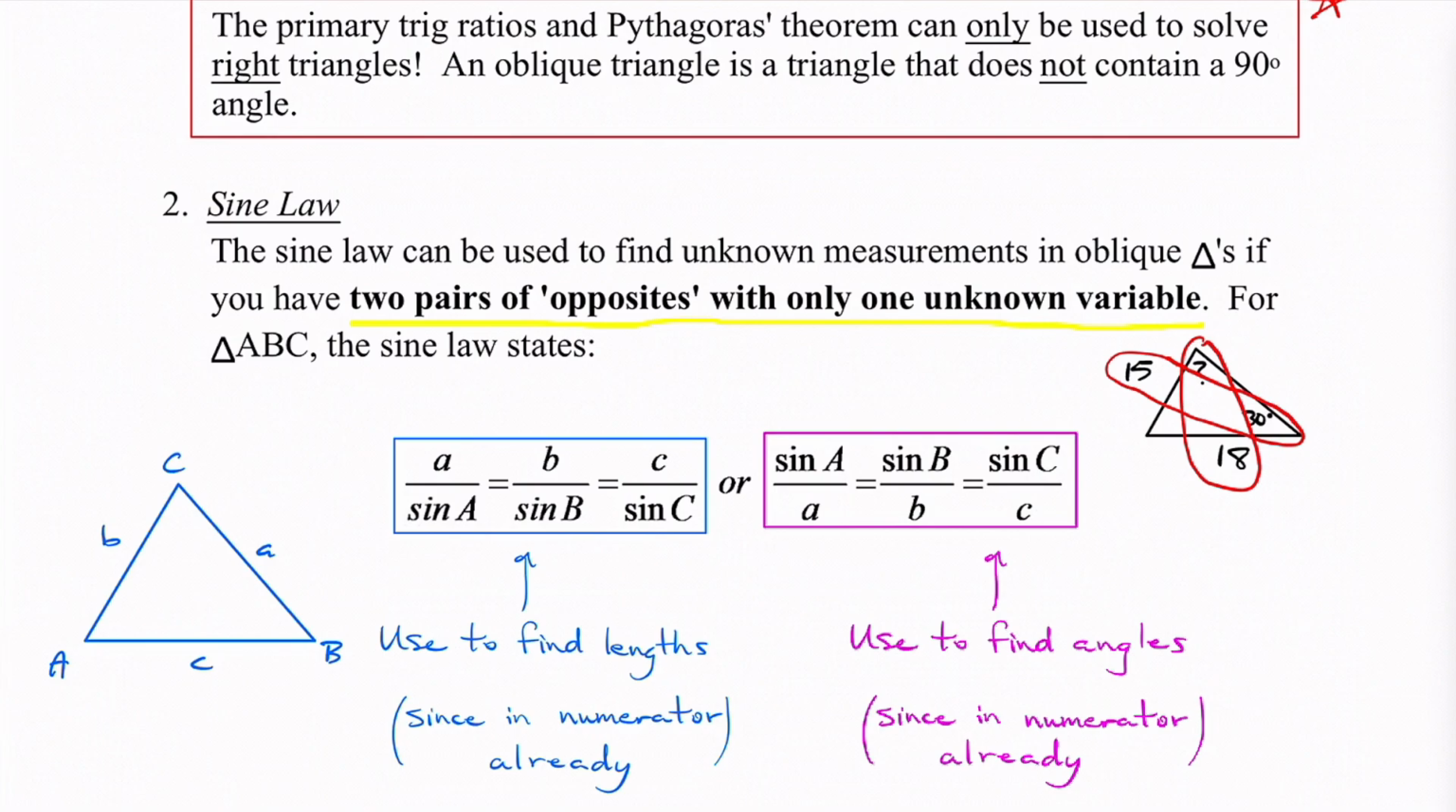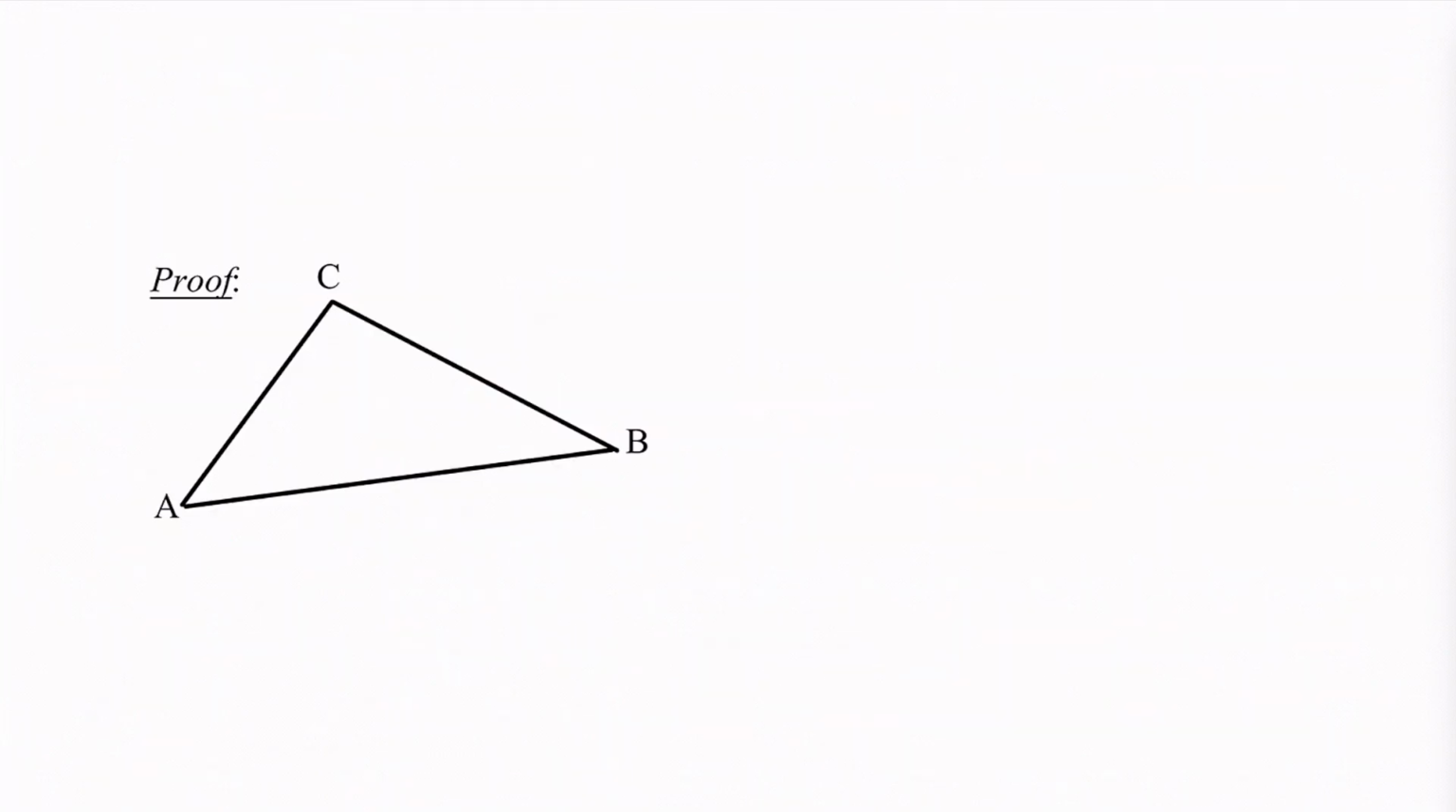So what we're going to do next is we're actually going to prove this law. Okay, so we're going to start out with our proof here. We're going to have a general triangle where we don't know any of the angles, we don't know any of the sides, and then we are going to come up with this proof.